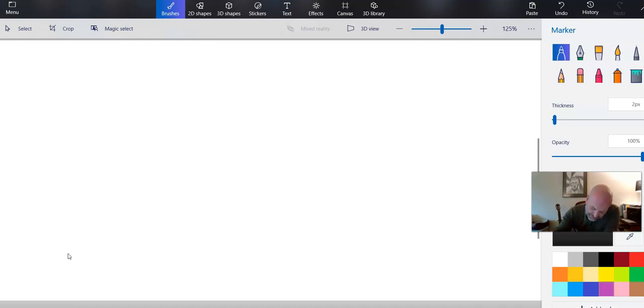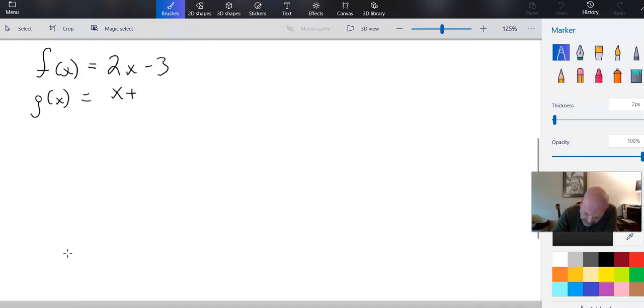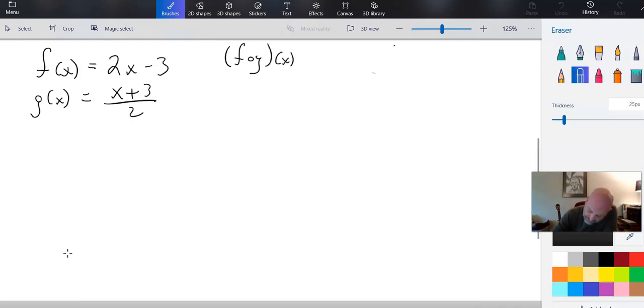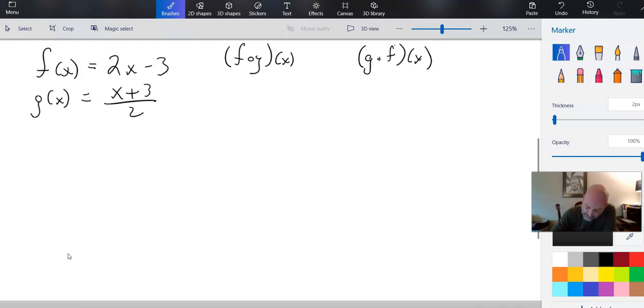Let's take a look at f of x is equal to 2x minus 3, and g of x is equal to x plus 3 over 2. I want you to find f composed with g, and g composed with f of x. Find both of those. Go ahead and pause it here.